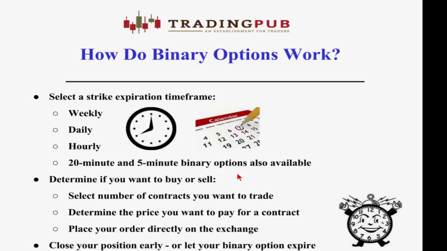The 5-minute binary option, that's a really short contract. It's a very fast-moving trade. So it's really a function of your personality and how you like to trade. Then you want to determine if you want to buy or sell a particular proposition. You select the number of contracts you want to trade. You determine the price that you want to pay for that contract, and your order is placed directly on the exchange. You are not working through a broker. You can close your position out early, or you can let your binary option trade ride until expiration.